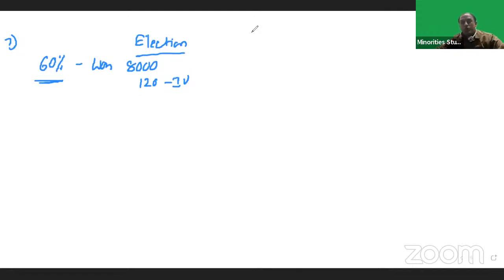A candidate got 60% of votes does not mean 60% of total votes in that constituency, because all the people cannot use their vote. Only some people cast their vote. So 60% of total votes is not right, and 60% of total poll votes is also a wrong answer, because all polled votes are not valid. Some invalid votes are there.